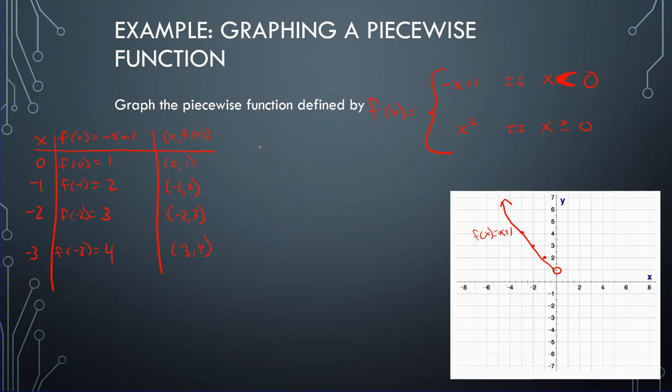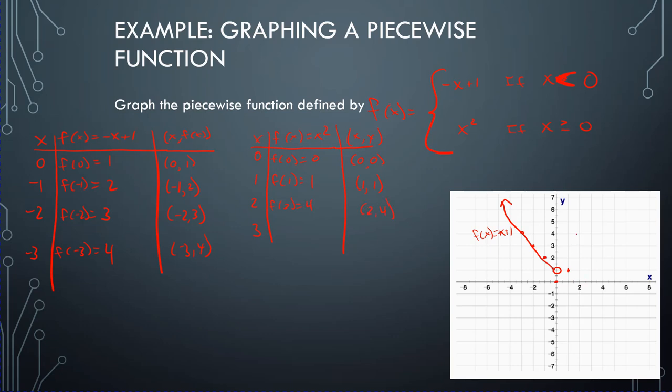And then you can just pick the x squared, right? So now if x is greater than or equal to 0, so I'm going to pick 0, 1, 2, and you can even do 3. So 0 squared is 0. So you have the point 0, 0, but because you have the equal sign, you're going to put the closed circle there. Then f of 1, well, that's 1 squared is 1. And then f of 2, that's 2 squared is 4.